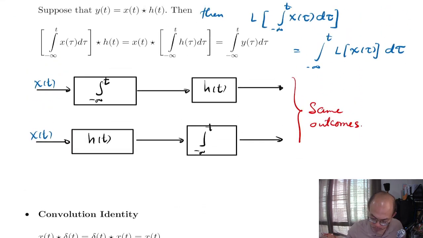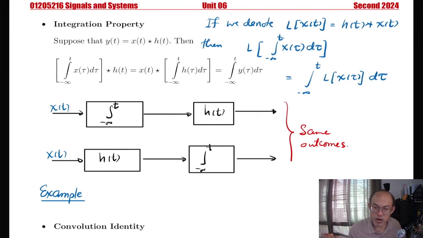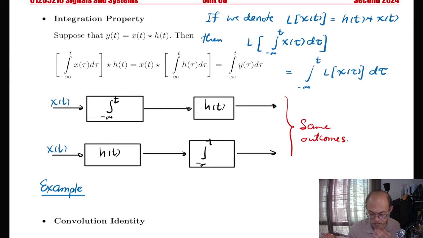So, for example, if we know the impulse response of the system, we then can find the step response from the impulse response. In the last example, we found the impulse response from the step response. Now in this example, we're going to do the reverse by finding the step response from the impulse response.